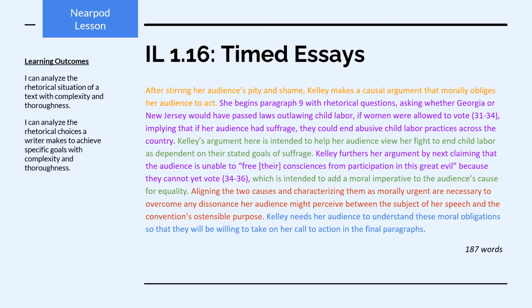So there I've kind of woven my text evidence and explanations together. By this point I'm ready to relate it to obstacle and purpose. So start with relating it to obstacle. Aligning the two causes and characterizing them as morally urgent are necessary to overcome any dissonance her audience might perceive between the subject of her speech and the convention's ostensible purpose. Kelly needs her audience to understand these moral obligations so that they will be willing to take on her call to action in the final paragraphs.